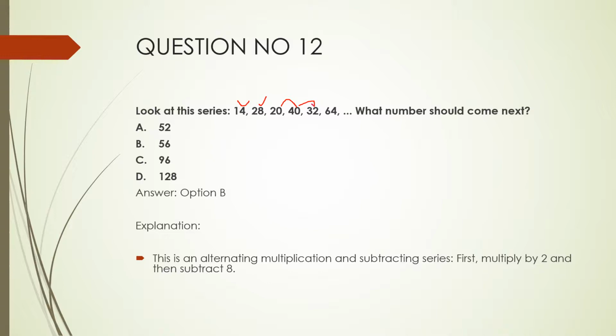Again you will have to multiply 32 with 2. It is 64. And the next will be a deduction by 8, that will be 56, and the next will be a multiplication of 56 with 2, that will be 112. So the series will be continuing like that. The first number is multiplied with 2, and after that there will be a deduction of 8, then again multiplication, deduction, then multiplication, deduction. That's the pattern of the series here.